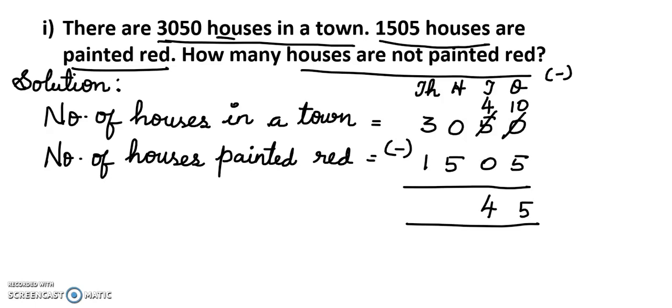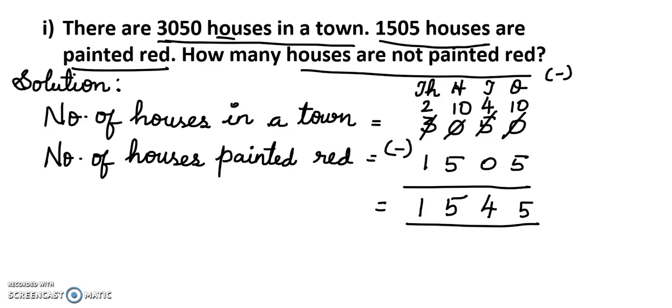Next 0 minus 5. Again, can we subtract? No. So we have to borrow from the thousands place. So 3 becomes 2, and 0 becomes 10. So 10 minus 5. How will you subtract? 5 after: 6, 7, 8, 9, 10. So what is the answer? 5. Next 2 minus 1. 1 after 2. So what's the answer?